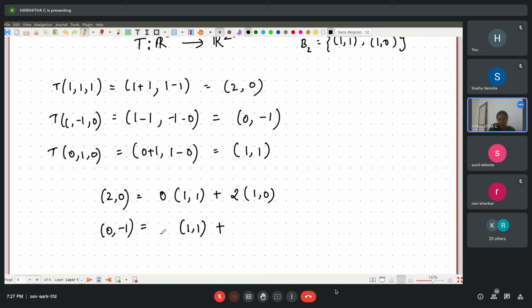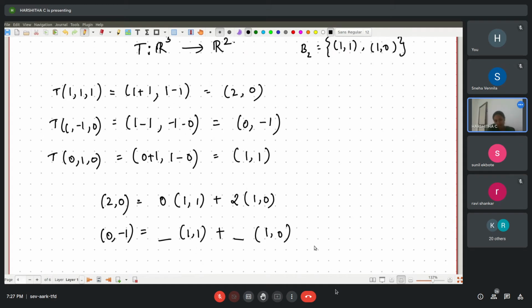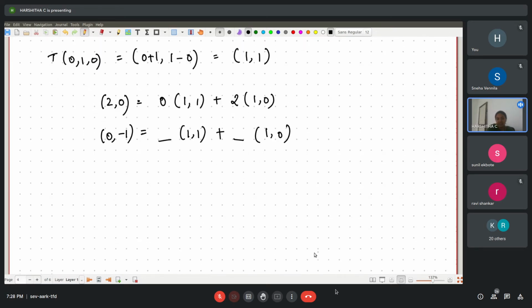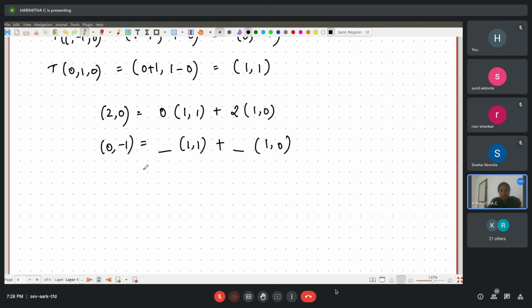What would this be? Something times (1, 1) plus something else times (1, 0). Can you try it out and let me know? Okay, so I'll write out the equations and solve it, but here it is not so easy to make a guess without really solving it.